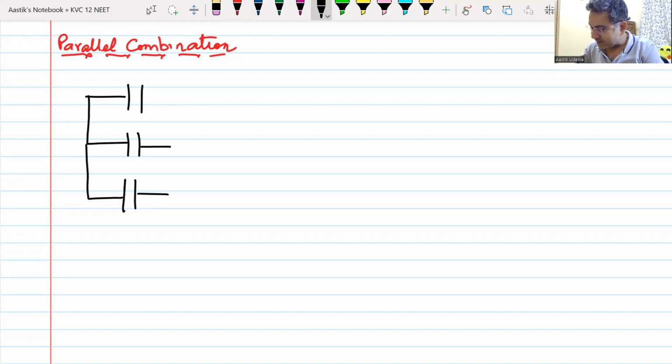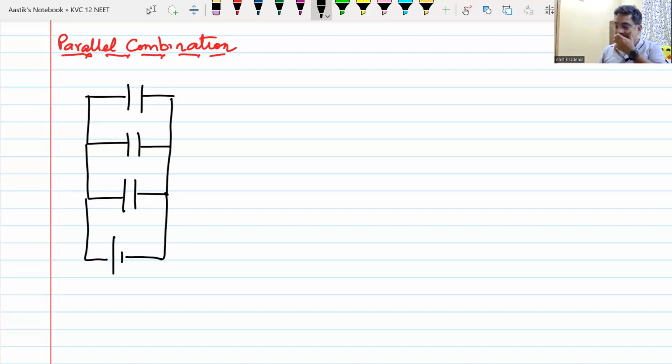I always take the example of 3 capacitors. If the capacitors are connected like this, then we say that they are connected in parallel. This capacitor is C1, this capacitor is C2, and this capacitor is C3.